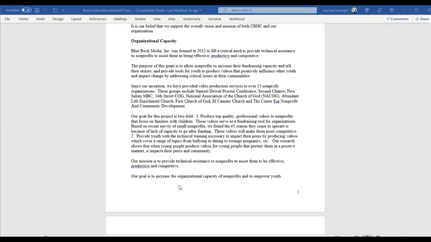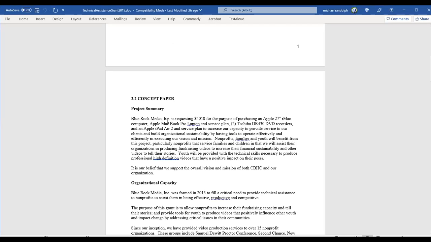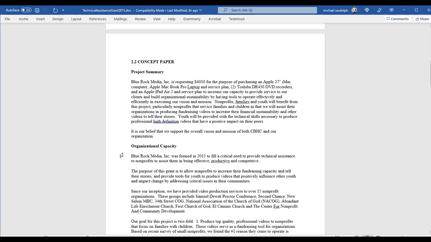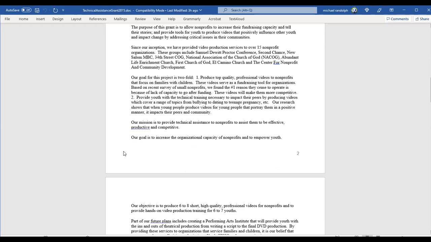Yeah, and that's why they call themselves Blue Rock Media Inc. Oh yeah, Blue Rock. That's all they do, they're a video company. But they need Apple computers and all that stuff in order to do video. Right, high tech. Now, since they got all this equipment, what they're going to do is contact a nonprofit like yours.